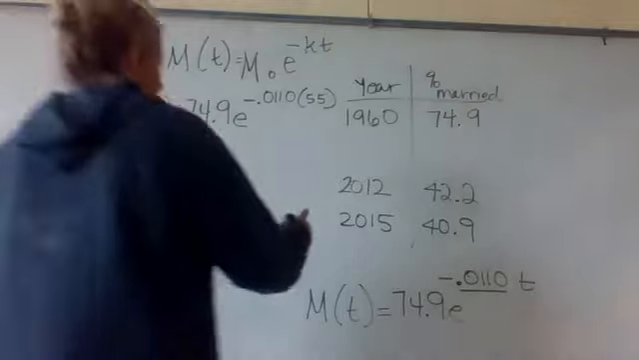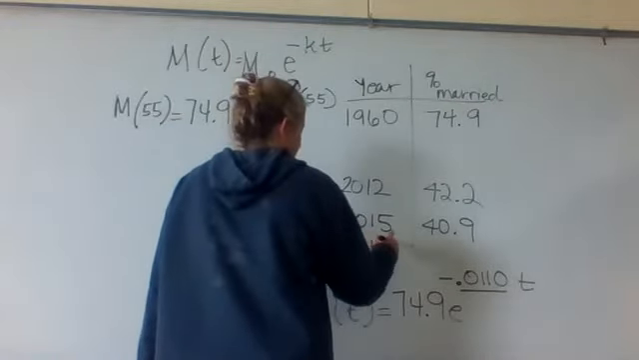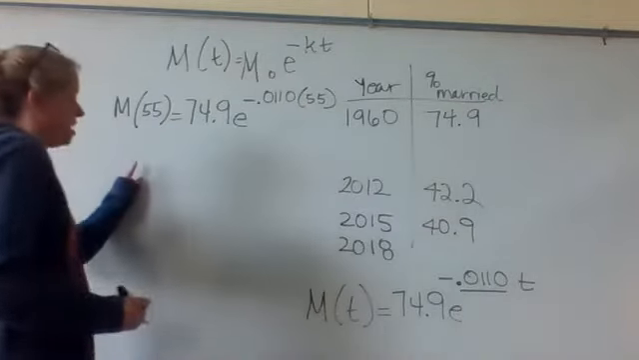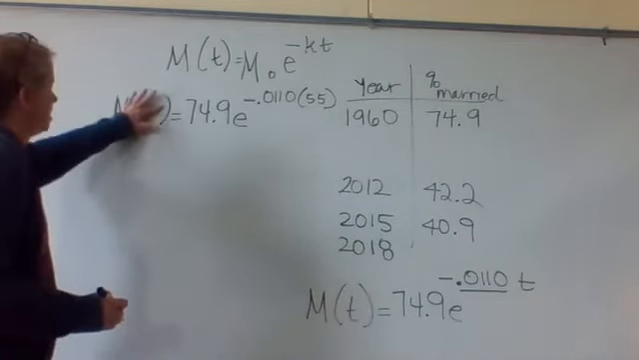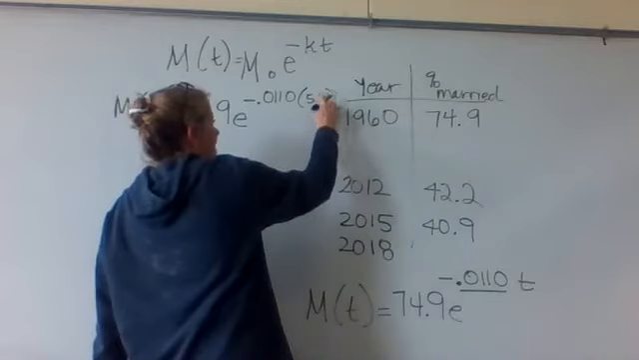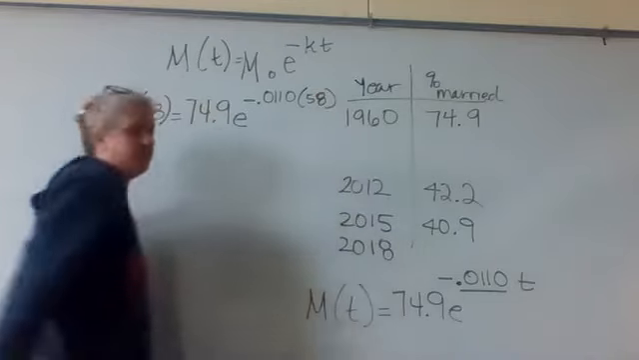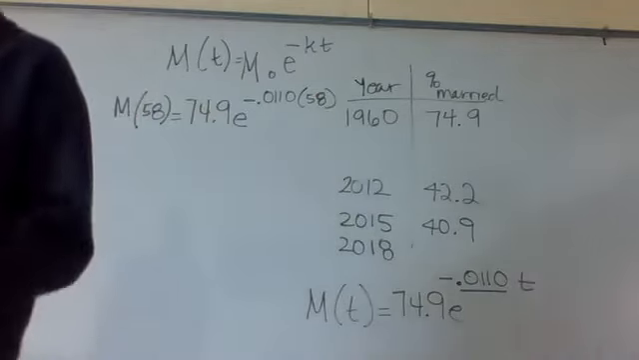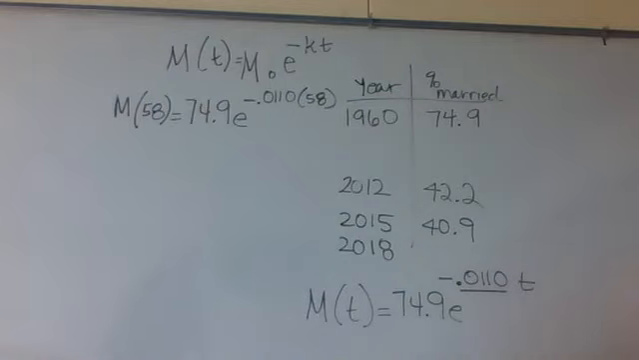Then it wants you to do it again for 2018. I'm not going to do it again. That just means now what is the t going to be? It'll be 58. So you're going to do the exact same thing, but it's 58 years this time.